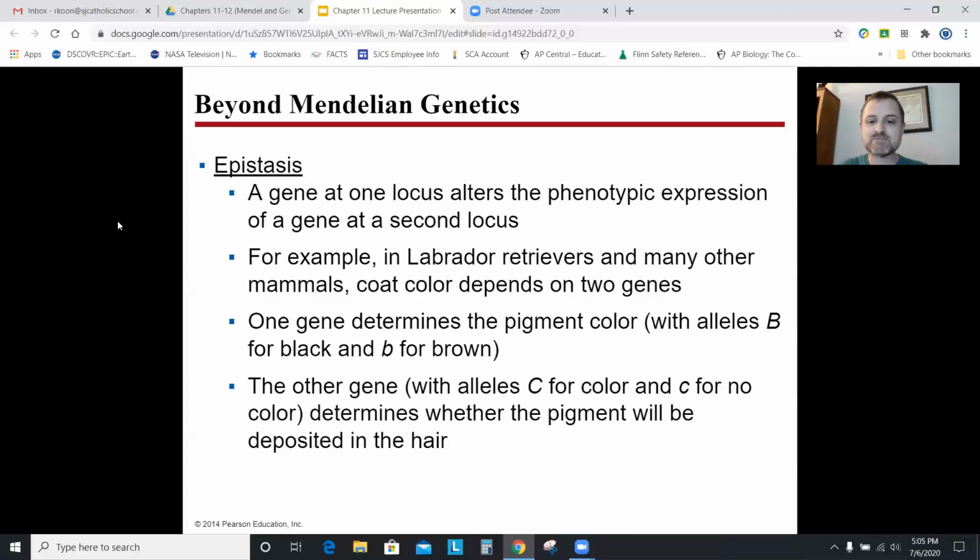The best example is in Labrador retrievers, where there are genes for what color the dog is. In the scenario we're going to go through, big B is black and little b is brown. You can probably do this in your head. Well, there's another gene elsewhere that codes for whether the dog produces pigment at all. If you have the recessive form of that gene, and you don't produce pigment at all, then you're the golden color. So you could genetically be big B, but if you don't produce pigment at all, you're golden.